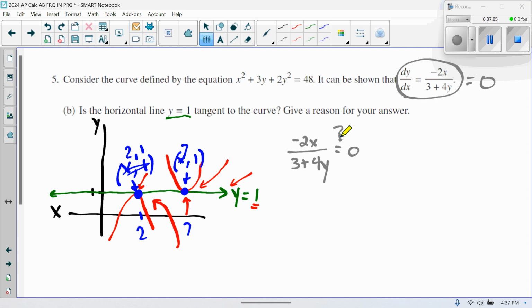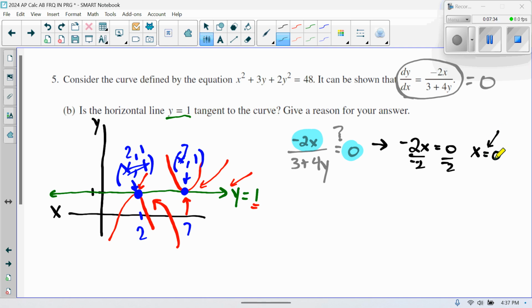First of all, in order for any fraction to be 0, my numerator has to be 0. Okay, so let's just continue that point. This is basically saying, where does negative 2x equal 0? Well, if I divide both sides by negative 2, that happens when x is 0. So I have a critical point at x equals 0.